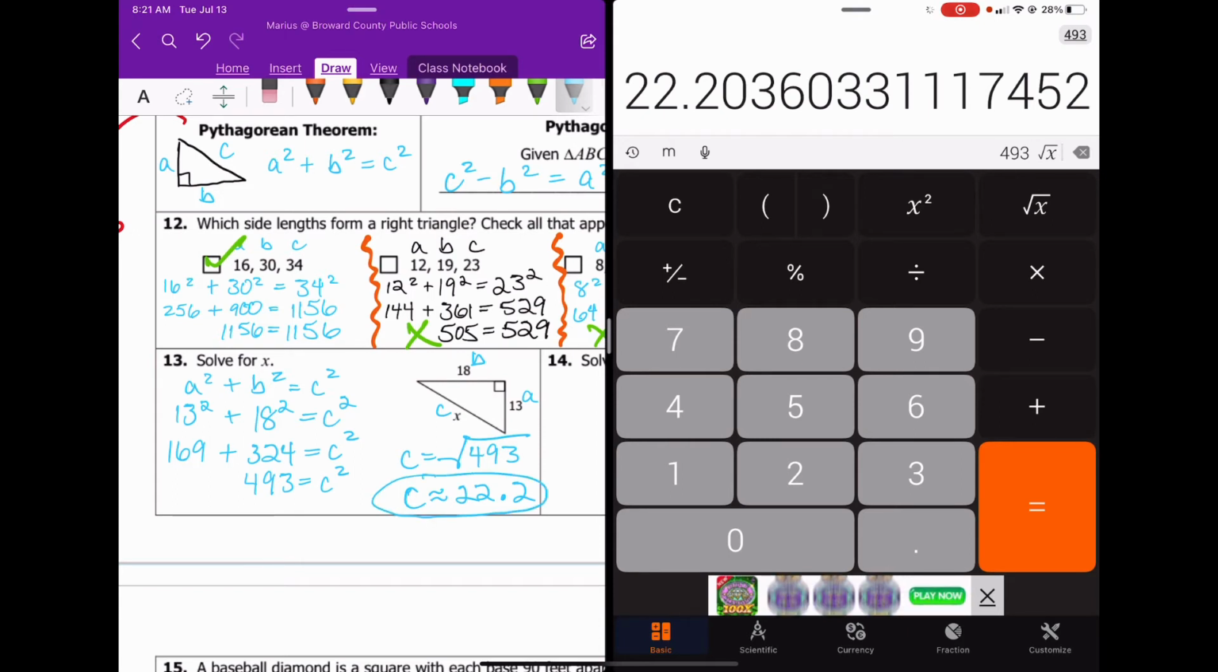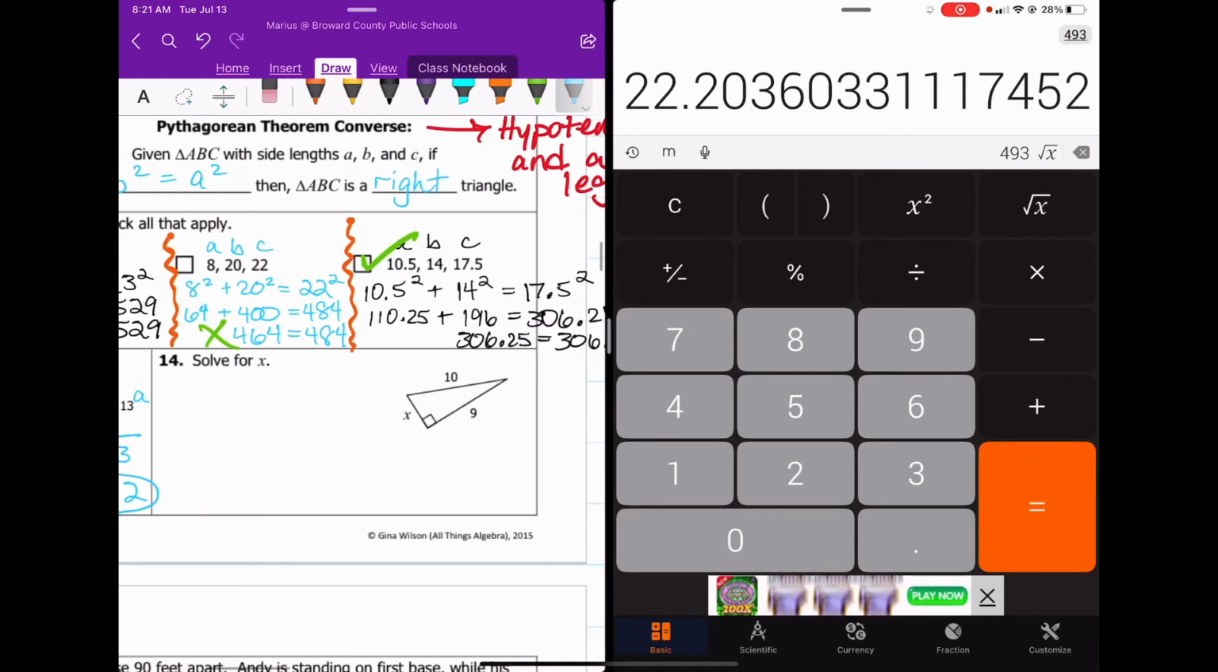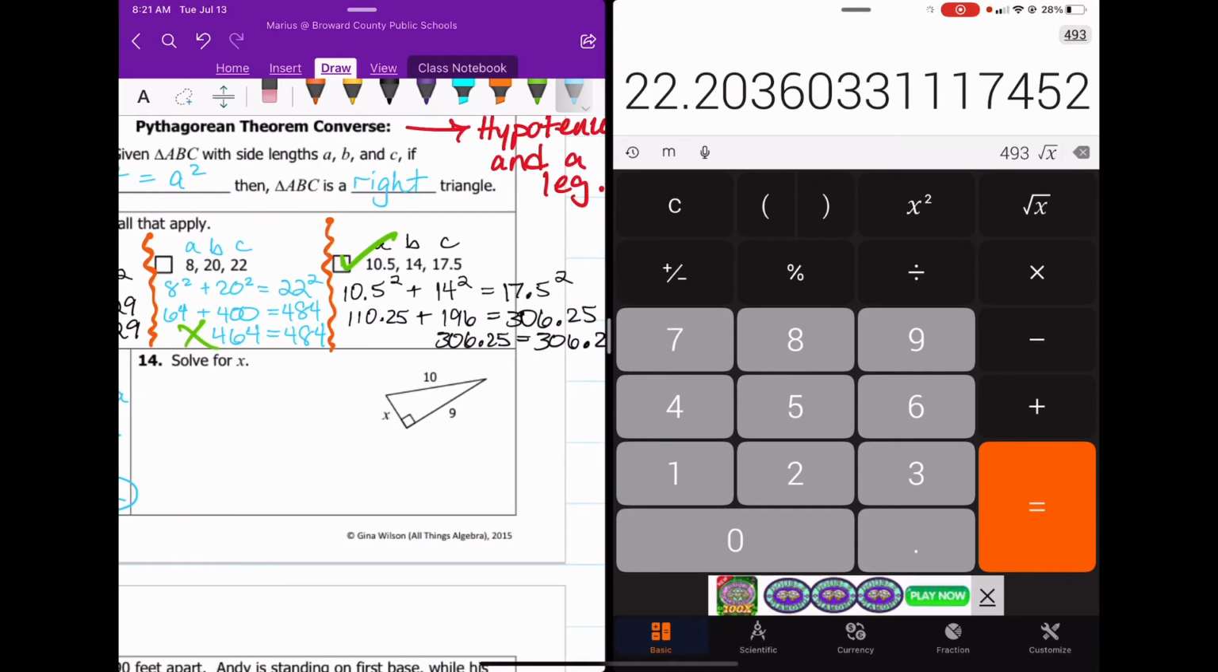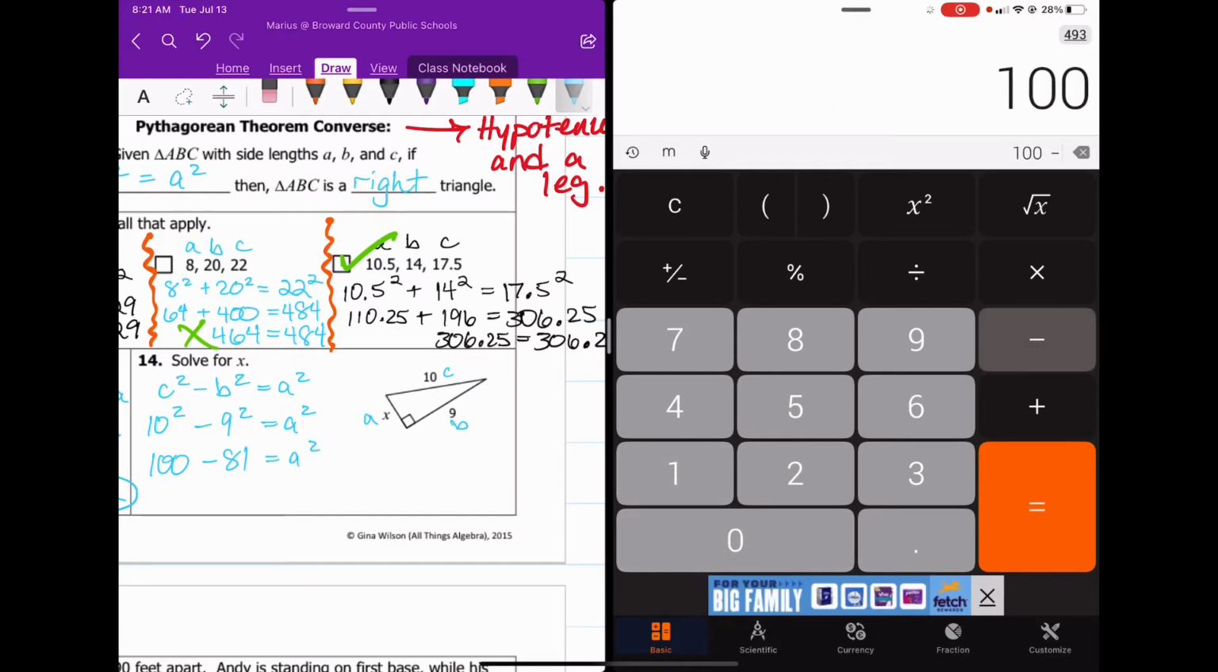X is C, okay? All right, now for number 14, if we label this A, B, and C. However, for number 14, they give us the hypotenuse and one leg. So we're going to have to use the converse here, which is C squared minus B squared is equal to A squared. C squared is 10, so 10 squared minus B squared, which is 9 squared, is equal to A squared. So that's going to be 100 minus 81 is equal to A squared. 100 minus 81 is 19.